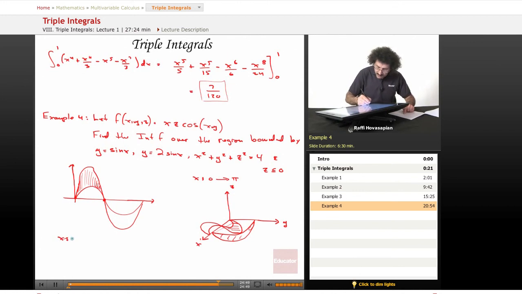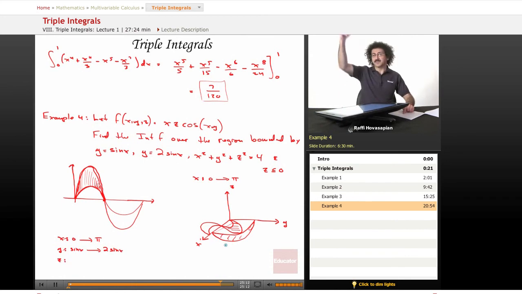So now let's go ahead and recall what's going where. x, we said, is moving from 0 all the way to pi. y is moving from sine x to 2 sine x, that's lower and upper. And z is going from minus the radical of 4 minus x squared minus y squared up to 0. The lower limit of integration is the actual sphere itself, and it's going up to 0 because it's below the xy plane.